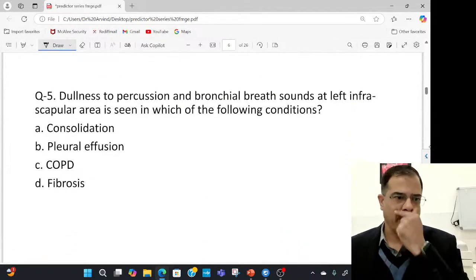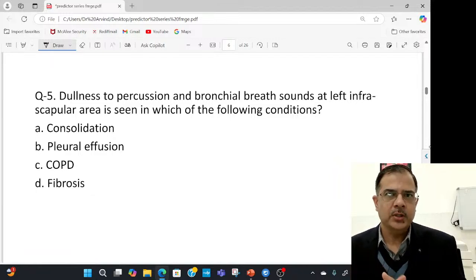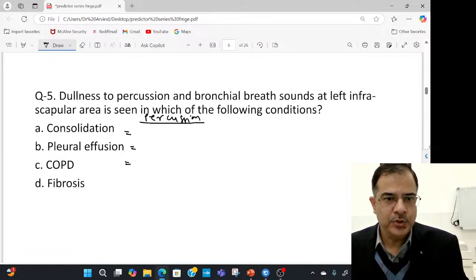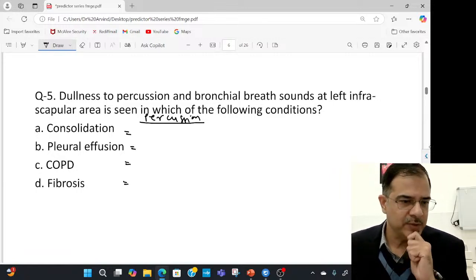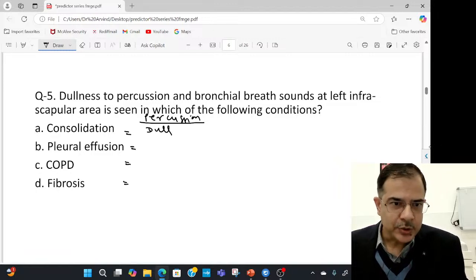Now, question number 5. In your exams, they give some clinical questions as well, about the examination of the respiratory system. Dullness to percussion and bronchial breath sounds at the left infrascapular area is seen in which of the following conditions? The percussion findings in the respiratory system are very, very important. Consolidation, pleural effusion, COPD, fibrosis: these have different percussion findings. In consolidation, it will be dull. In pleural effusion, it is stony dull.